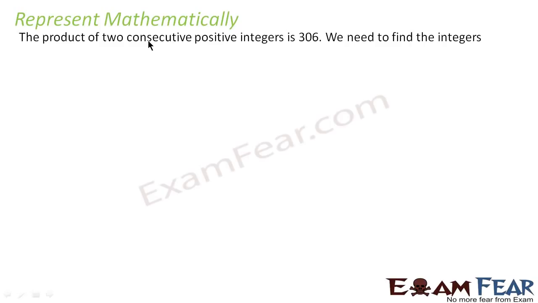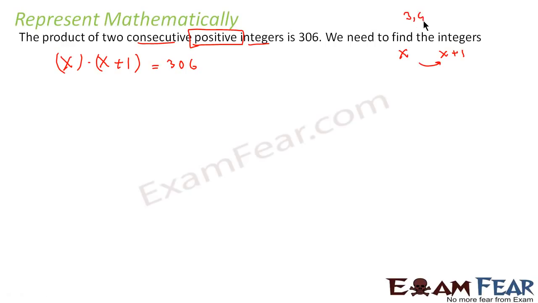The product of two positive consecutive integers. If the first integer is x, the second will be x plus 1, because they are consecutive. If 3 is the number, the consecutive to 3 is 4. The question says the product of these two consecutive integers is 306. So x into x plus 1 is equal to 306. That is what is given to us.